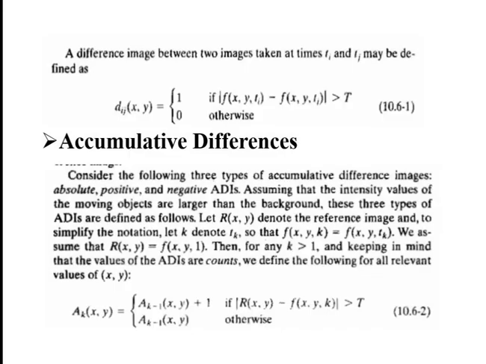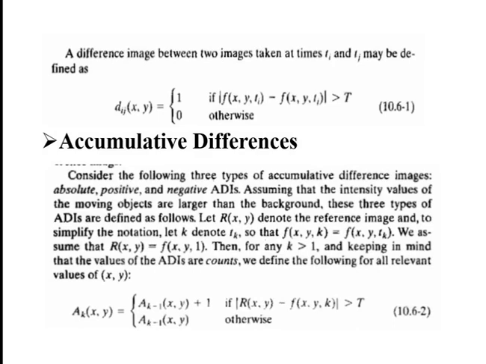Next one is accumulative differences. Consider the sequence of image frames f(x,y,t1), f(x,y,t2), up to f(x,y,tn), and let f(x,y,t1) be a reference image. An accumulative difference image, ADI, is formed by comparing this reference image with every subsequent image in the sequence. A counter for each pixel location in the accumulative image is incremented every time a difference occurs at that pixel location between the reference and an image in the sequence.